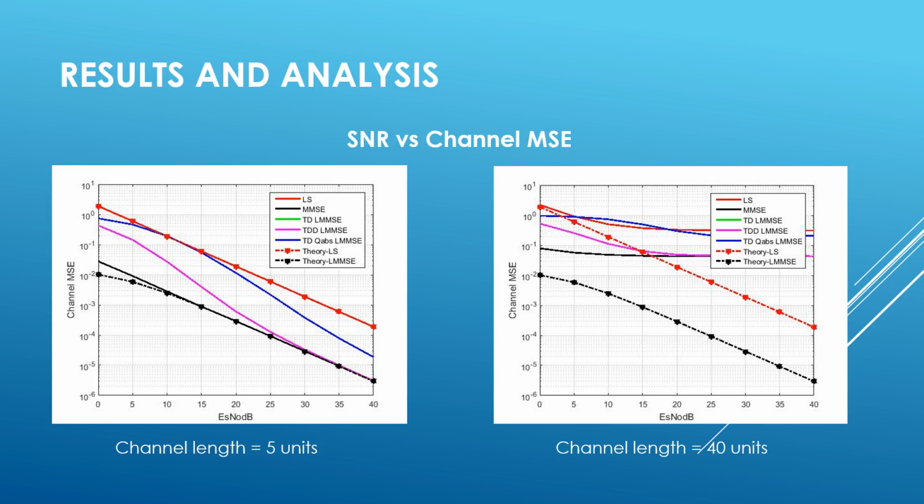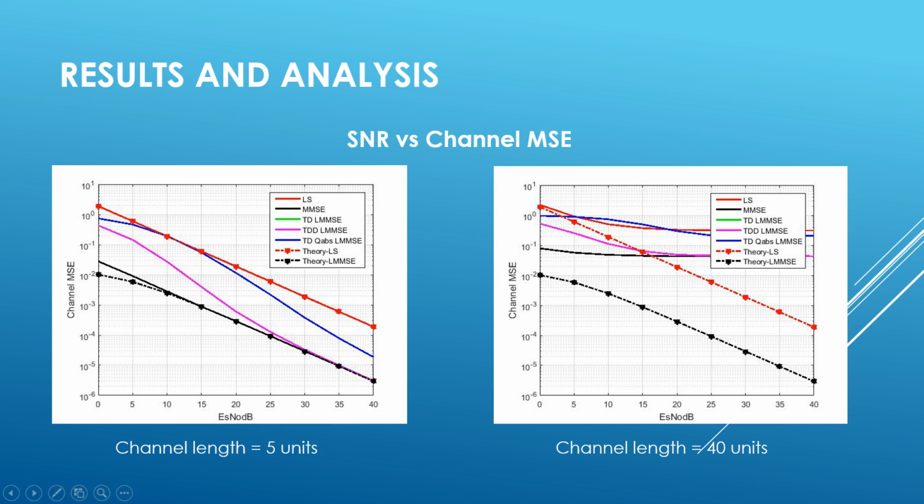Yes, the result and analysis. So as I showed you, the first plot was the signal to noise ratio versus the channel MSE. So this is the plot that we obtained for the channel length of 5 units, and this is the plot that we obtained for a channel length of 40 units. So as I explained before, for lesser channel lengths, the difference between the theoretical and the obtained values is negligible.